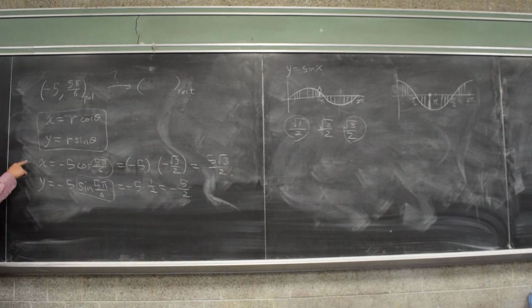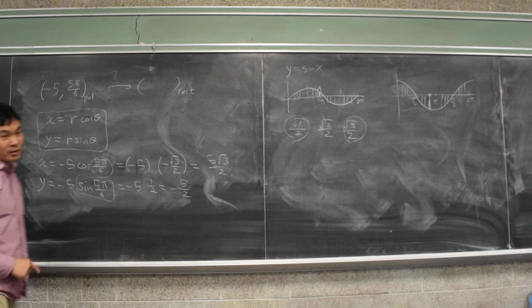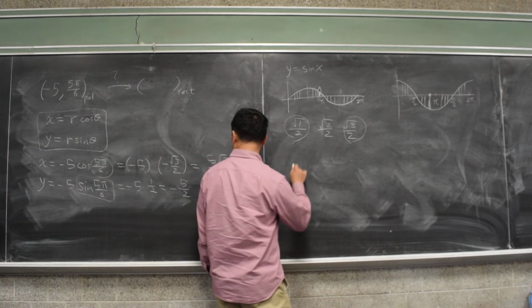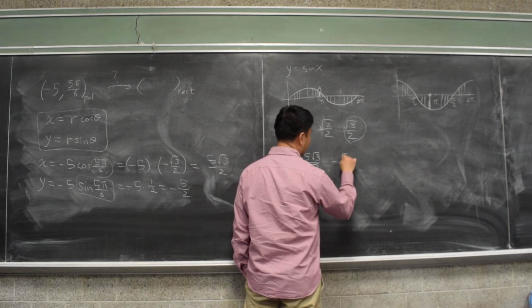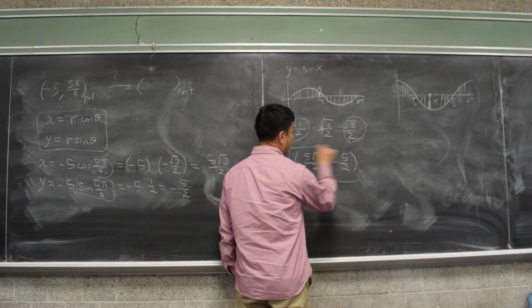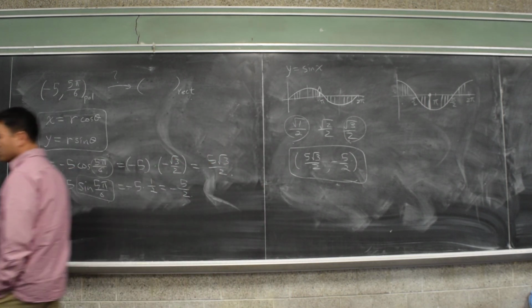And that's it. I found what the x coordinate is, and I found what the y coordinate is. Therefore, the answer is (5√3/2, -5/2) in rectangular coordinates.